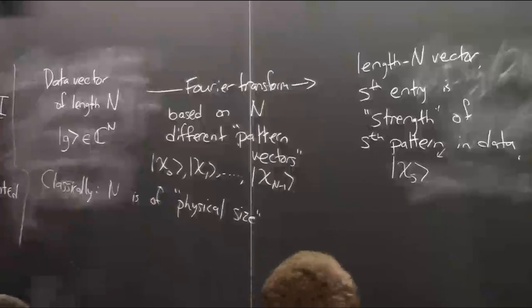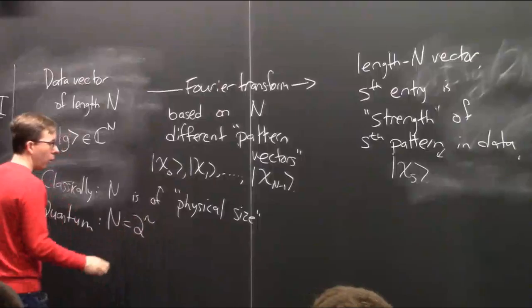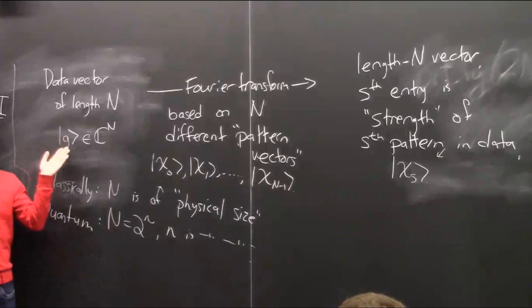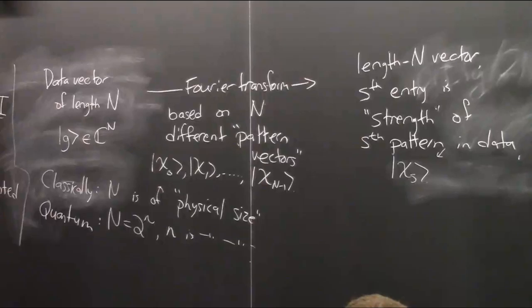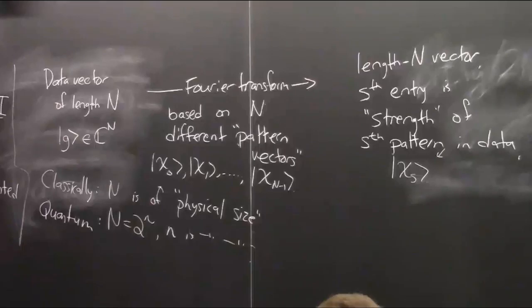But the cool thing about quantum is we do this with capital N being 2 to the little n, where little n is of physical size. So in the quantum scenario, capital N might be 2 to the power of 100, or 2 to the power of 1,000, or 2 to the power of a million, if you can get a million qubits together, which is amazing. If you can really do it, you can find patterns in data that's only implicitly represented and is of a size that could not be explicitly represented in our universe.